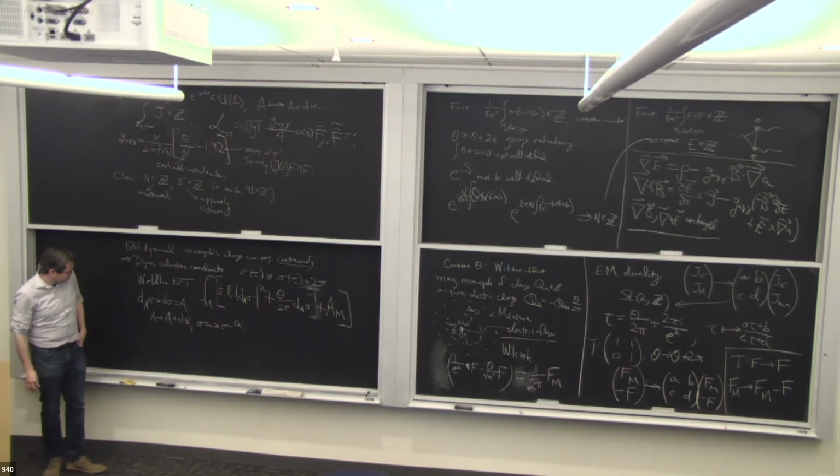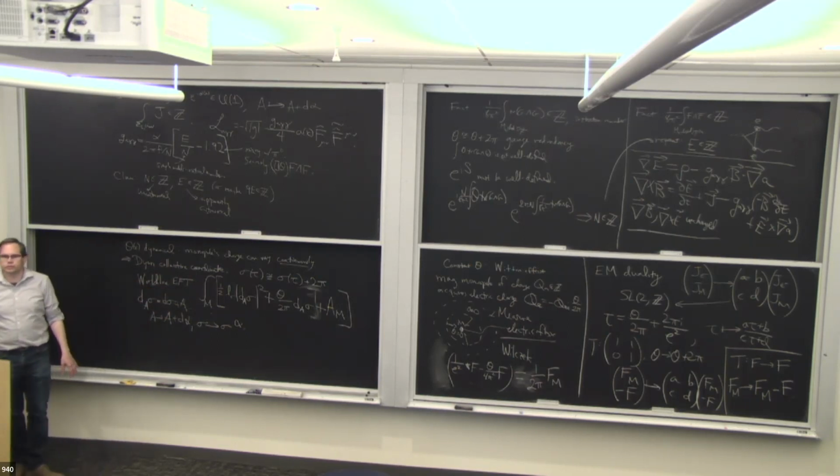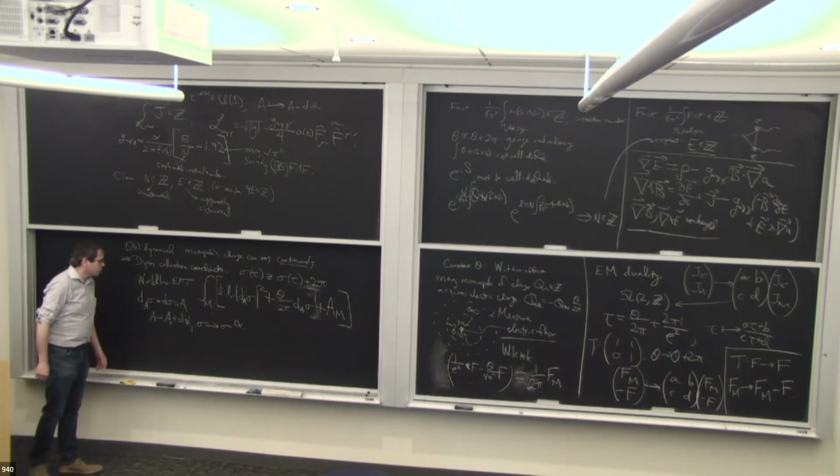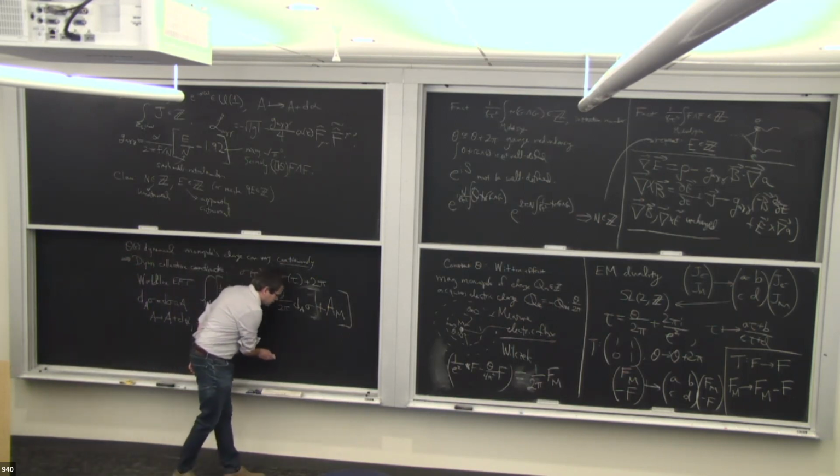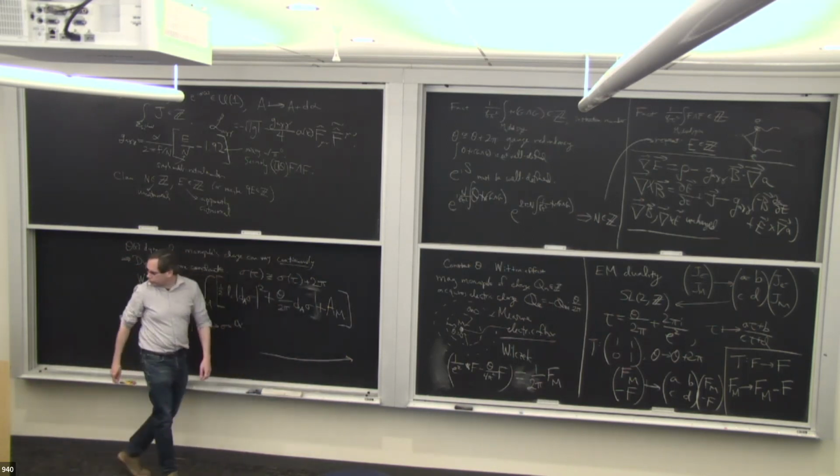Okay, so this is in fact the form of anomaly inflow, although nobody used the words anomaly inflow at the time that this was originally discovered. It was like 10 years later that people understood how to talk about this. Okay, so we have this theory. We have a quantum mechanical particle on a circle.